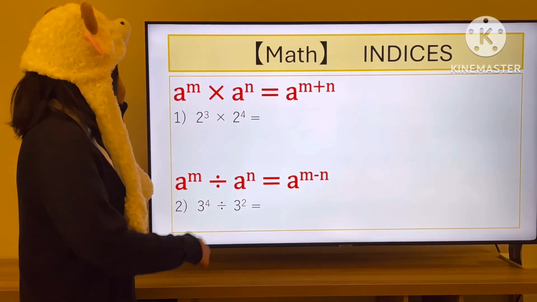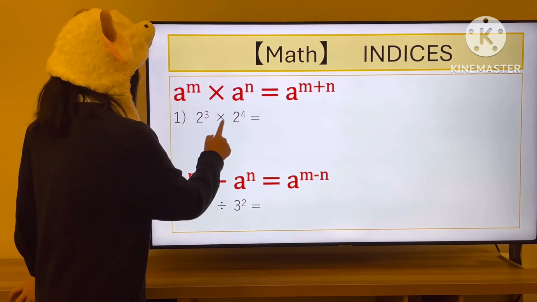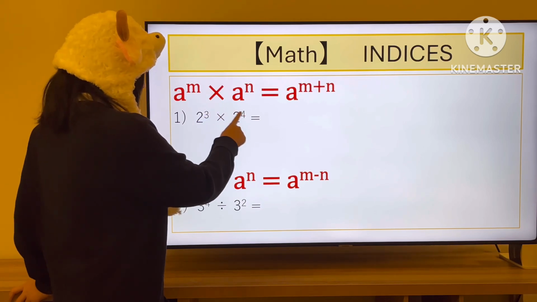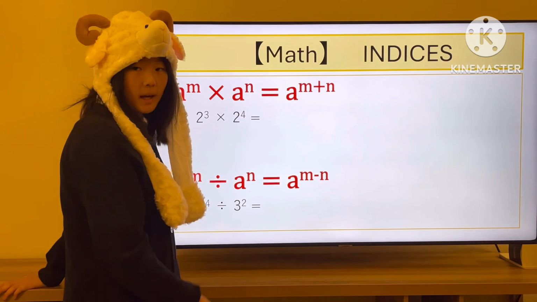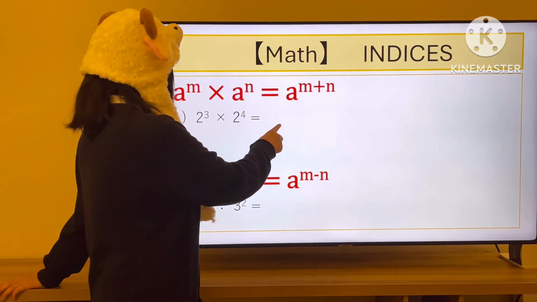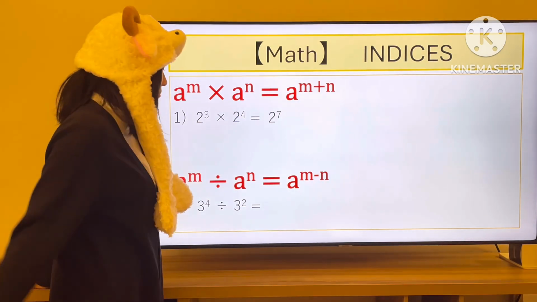If you see, for example, 2 cubed times 2 to the power of 4, you have to add the powers together instead of multiplying them. And this is the formula. So this would be 2 to the power of 7.